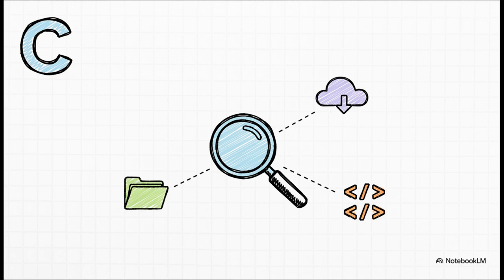Axis C is all about discovery. How does your application even find the things it needs to register? Static imports are the most basic way, but they're super rigid.